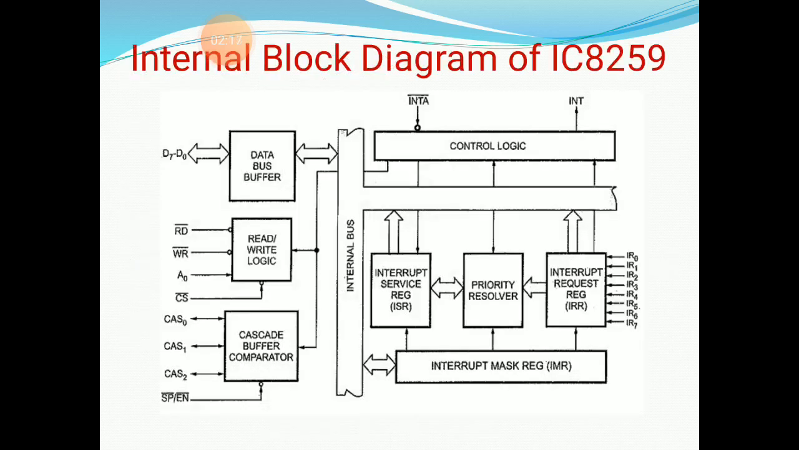Now let us see the internal block diagram of IC8259. This block diagram consists of various blocks called interrupt request register IRR, interrupt service register ISR, interrupt mask register IMR, priority resolver, control logic, data bus buffer, read write logic, and cascade buffer comparator.